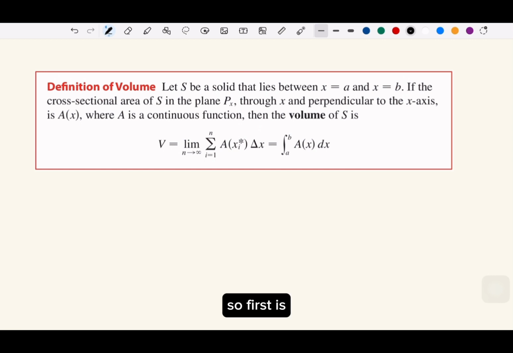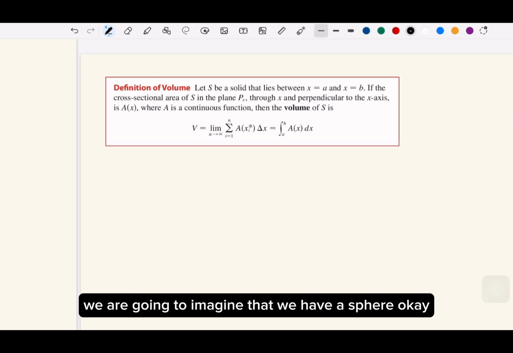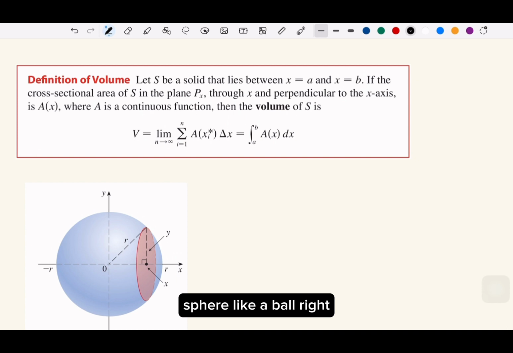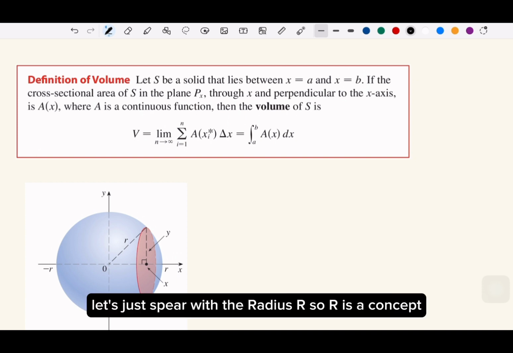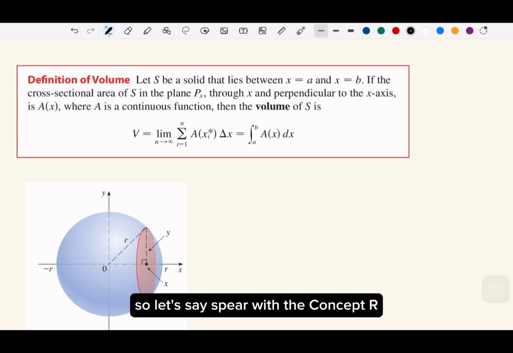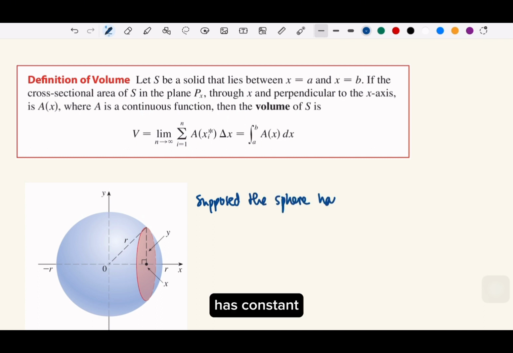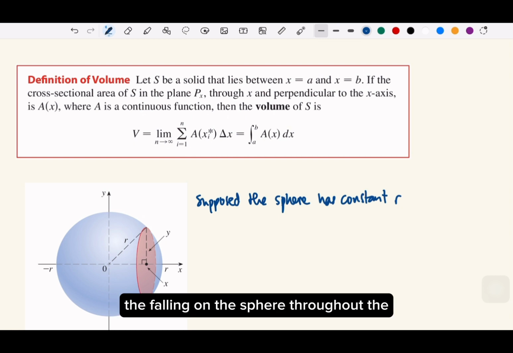So first we are going to imagine that we have a sphere, like a ball, right? Let's say a sphere with radius r. So r is a constant, not a variable. So suppose the sphere has constant r. And then we would like to know the volume of the sphere through the concept of integration.